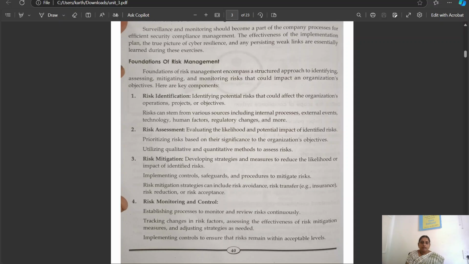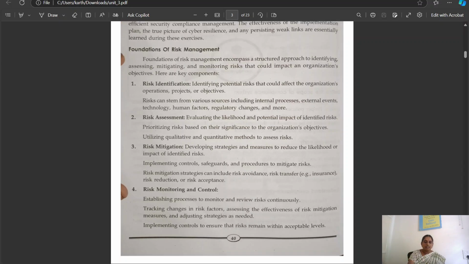Risk mitigation. Developing strategies and measures to reduce the likelihood or impact of identified risks. Implementing controls, safeguards, and procedures to mitigate risks. Risk mitigation strategies can include risk avoidance, risk transfer, risk reduction, or acceptance. Risk monitoring and control. Establishing processes to monitor and review risks continuously, tracking changes in risk factors, assessing the effectiveness of risk mitigation measures, and adjusting strategies as needed. Implementing controls to ensure that risks remain within acceptable levels.